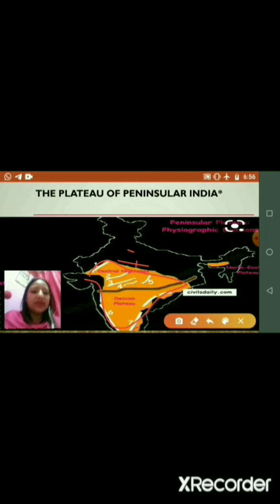This region was once part of the ancient Gondwana landmass. It is made up of very old igneous and metamorphic rocks. It is divided into two principal segments: one is the Central Highland and the other is the Deccan Plateau.